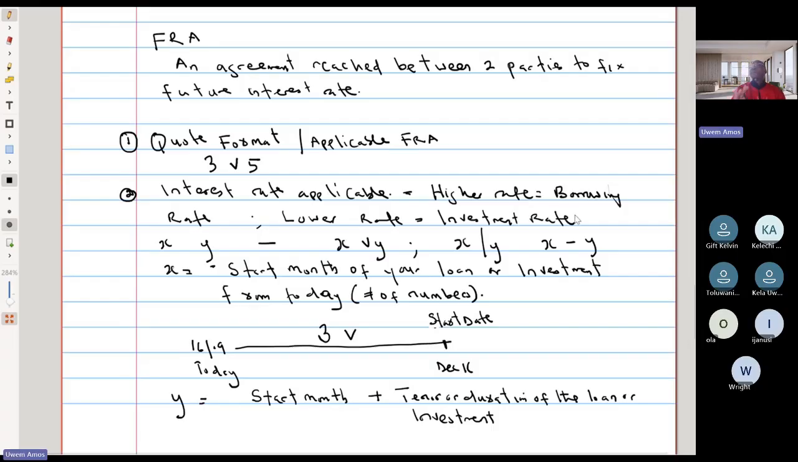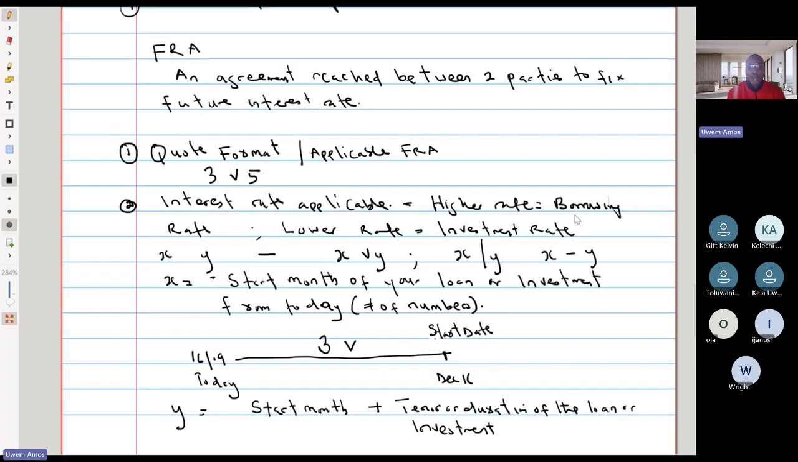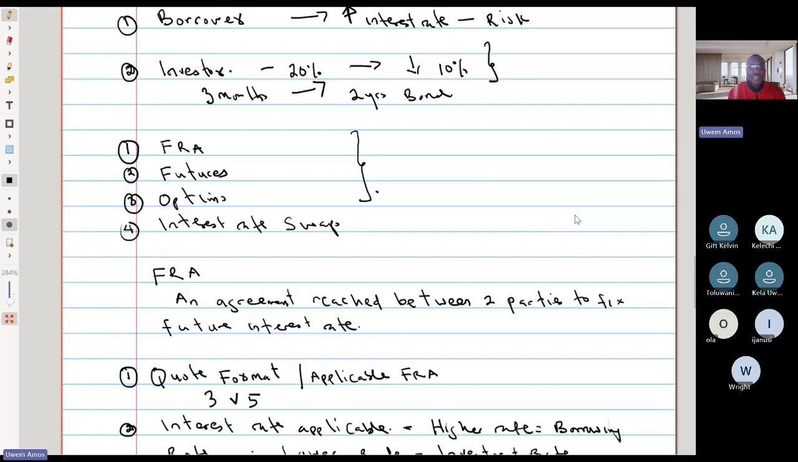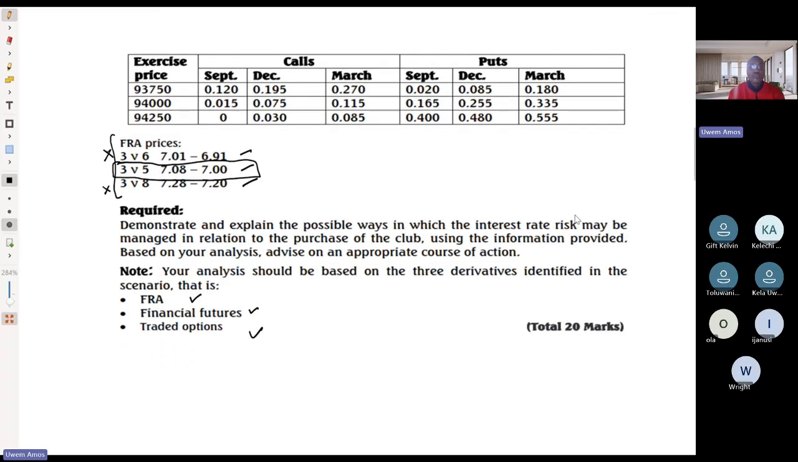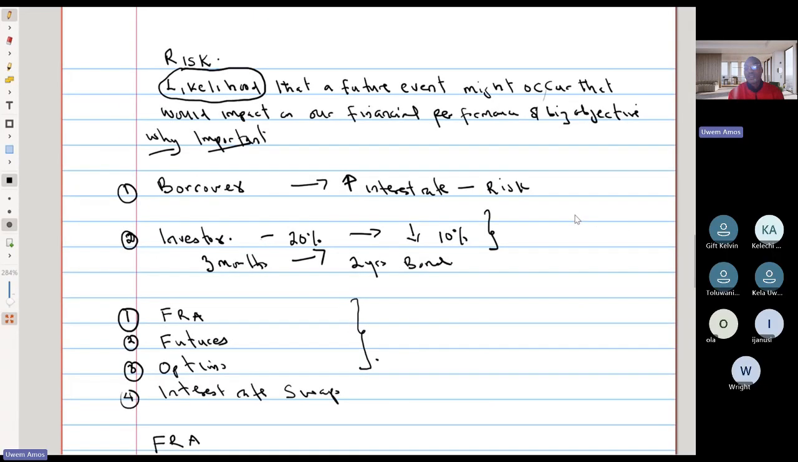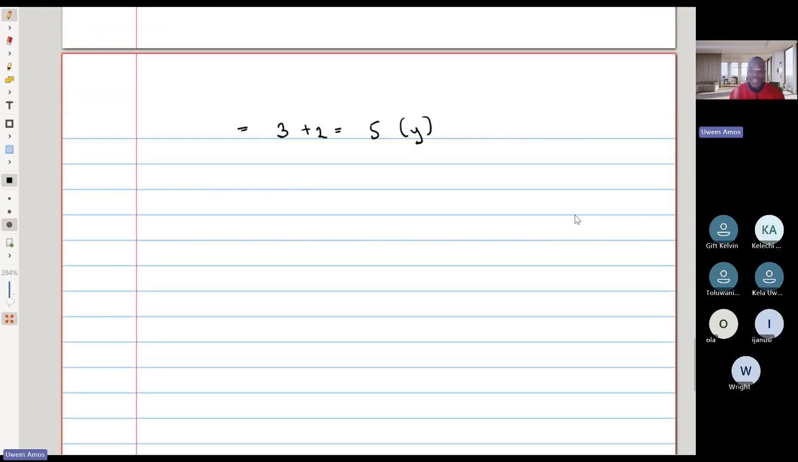Okay, so Mr. Bickard wants to borrow, so the higher rate will be applicable. Let's look at what the higher rate is in that 3V5 range. The higher rate is 7.08. So if Mr. Bickard goes for FRA, the applicable rate for 3V5 would be 7.08%. Now, this is our LIBOR.